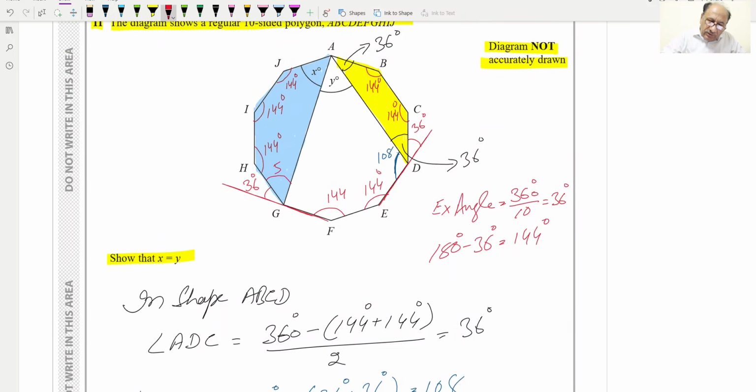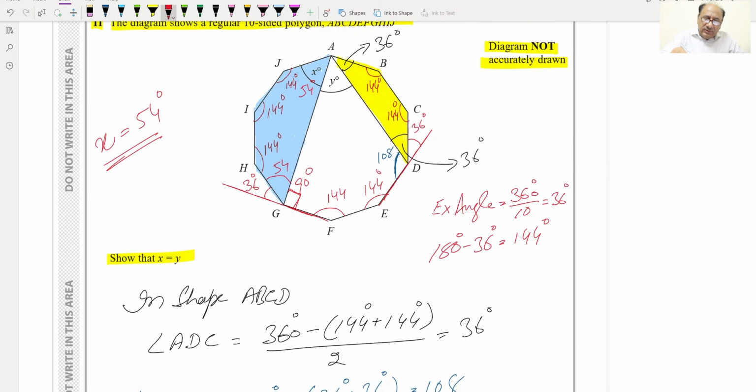54 is this angle and 54 is this angle. So x is equal to 54 degrees. This is what we found. Now we will find y. First of all, if we check, this 36 plus 54 adds up to 90 degrees, which means this one is also 90 degrees.